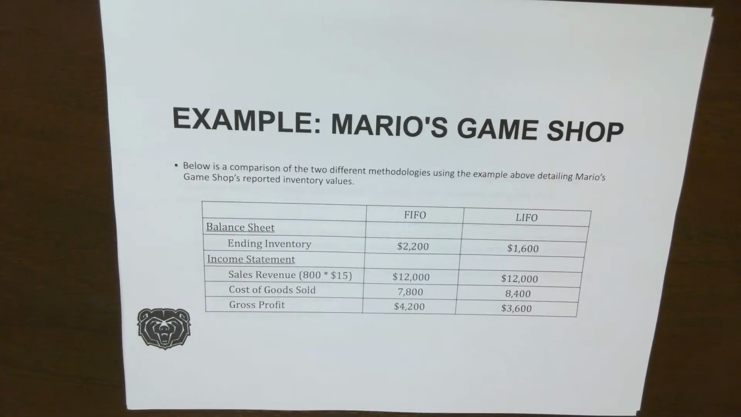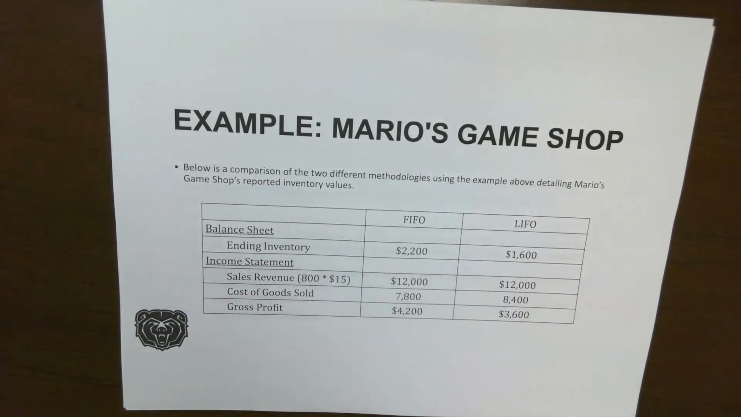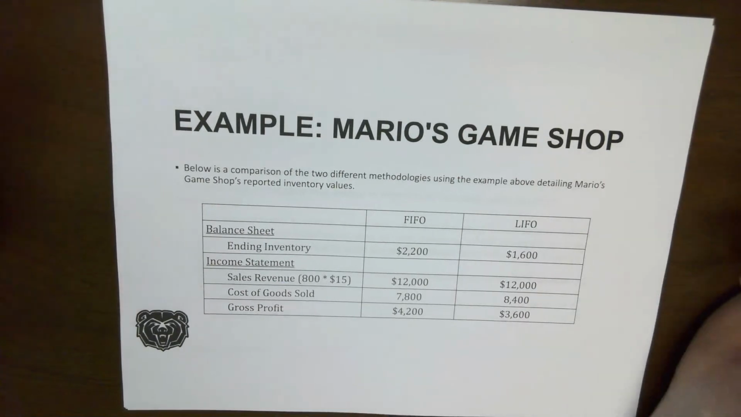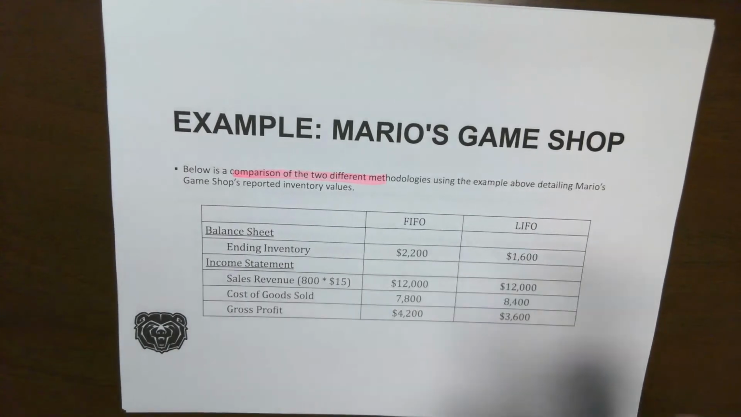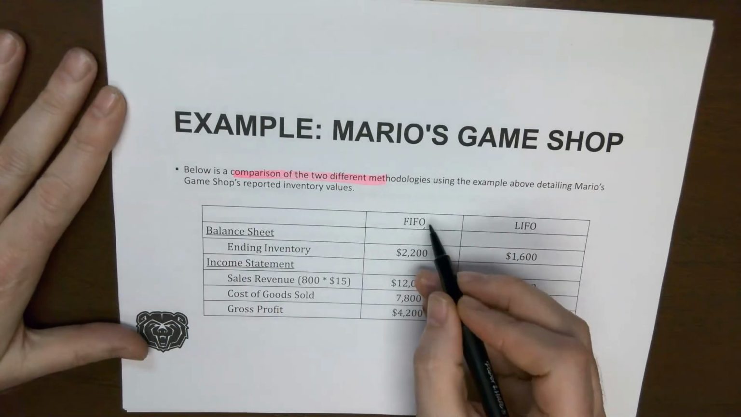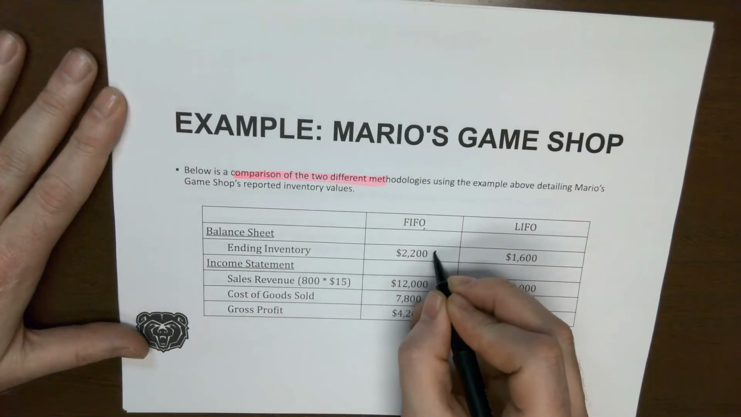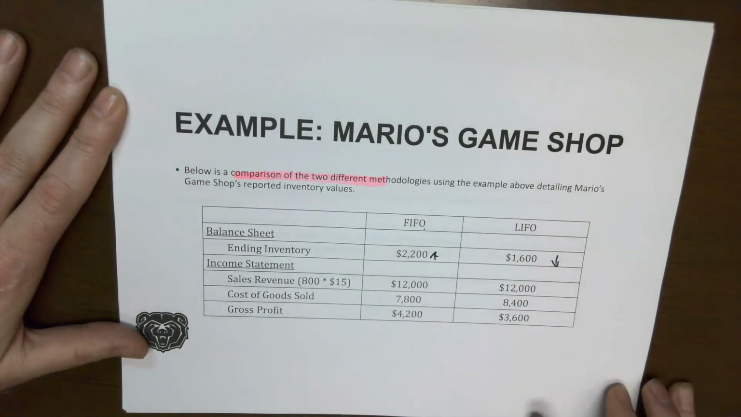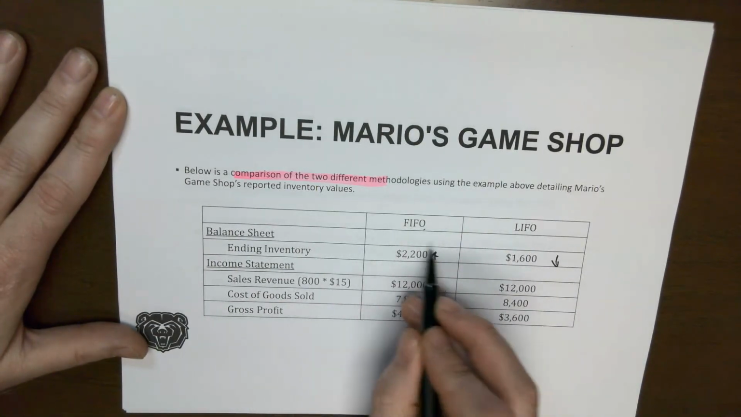So let's take a real quick look at Mario's game shop example, and we will move on to the next video after this. This is just a comparison of the two different methodologies. Same information, same shop, but in one instance we're going to look at FIFO, and in one instance we're going to look at LIFO. You can see our ending inventory is higher under FIFO and lower under LIFO. We said that would happen, because our lower cost items are still in inventory here. Our higher cost items are in inventory here.